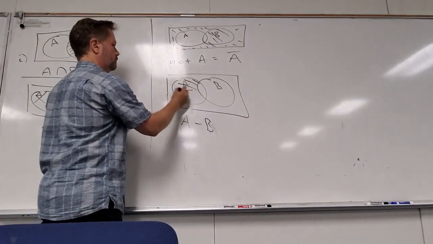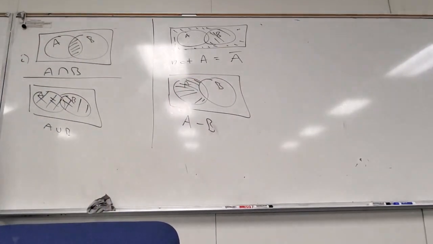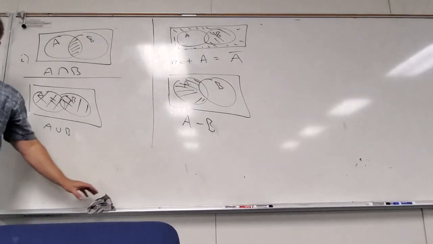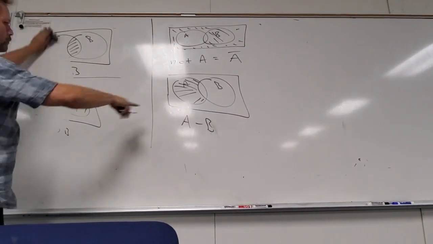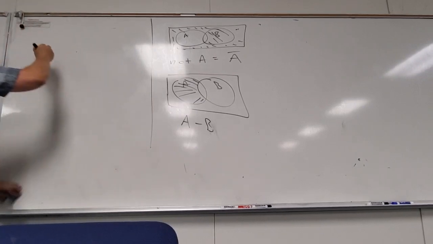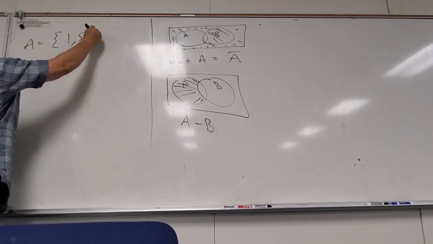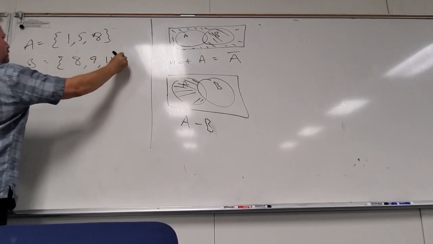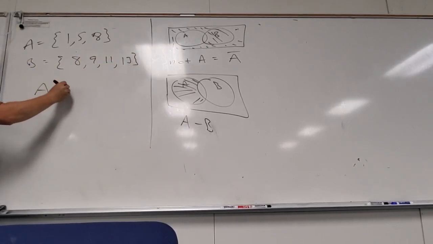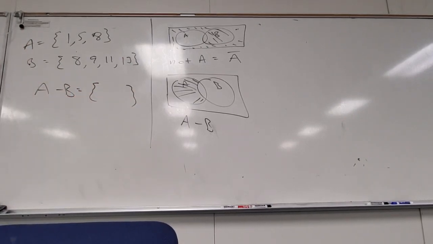So I just shade this in. Just leave that blank. So if I want to do a little less visual of a subtraction problem, of a removal, so like the stuff we had earlier, if A was 1, 5, 8, and B is 8, 9, 11, 13, A minus B is what? 1 and 5, that's it.